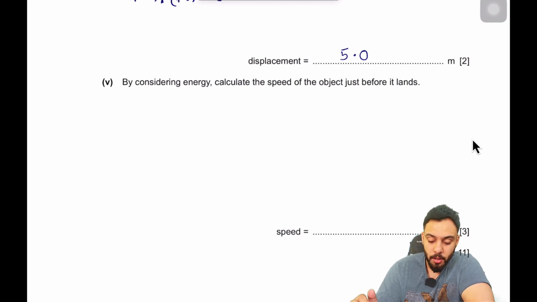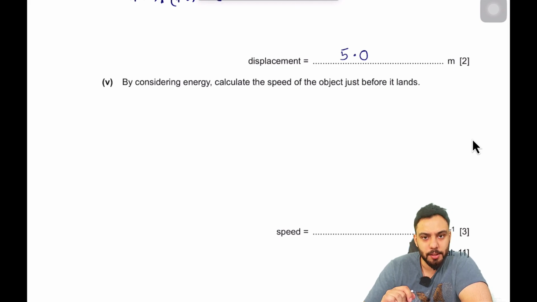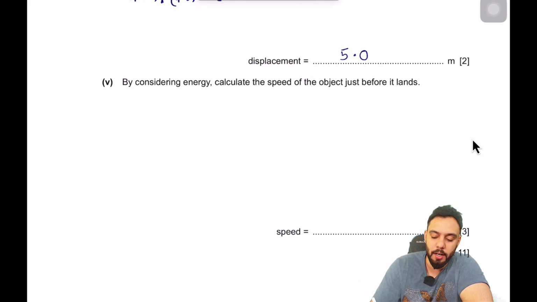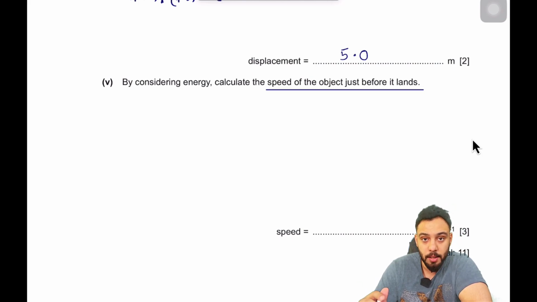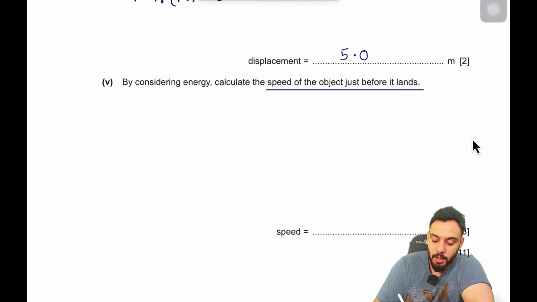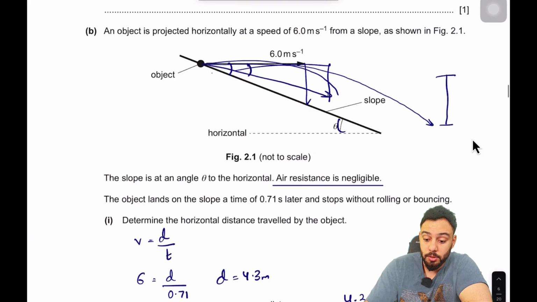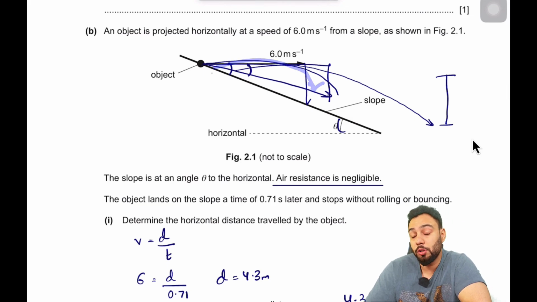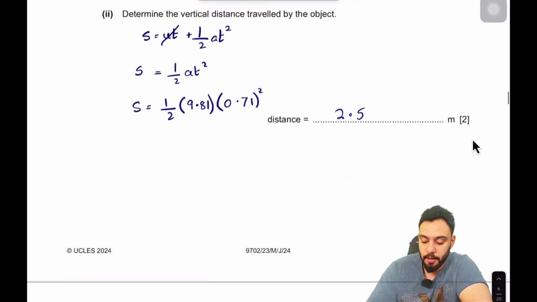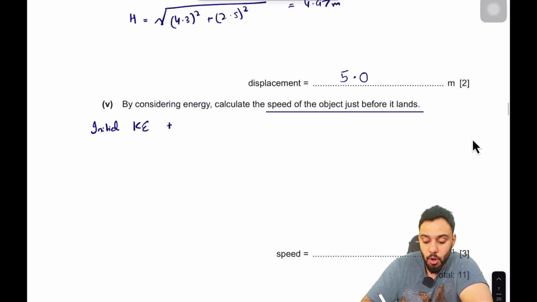Very good question. This question came up in the topicals as well, a very similar question. So we always remember, if we are required to calculate the speed of the object just before it lands, the equation always goes like this: initial kinetic energy plus, again the object is going down, so the loss in gravitational potential energy will also be adding to the kinetic energy. Initial kinetic energy plus loss in GPE because the object is going down.